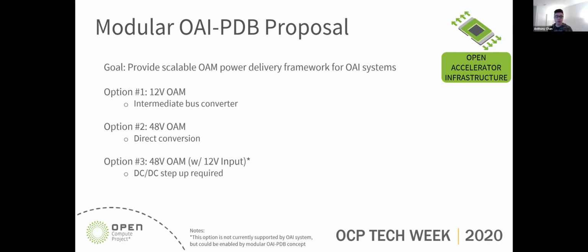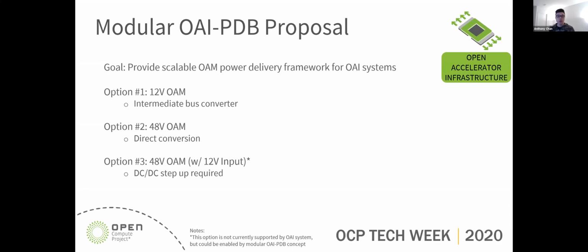One that's more dedicated to supporting the 12 volt OEMs, through something like an intermediate bus converter going from the 48 volt to the 12 volt. Option two, I think, is probably more straightforward since we can use direct conversion, meaning we just take the 48 volt directly from your bus bar or your PSU and then deliver this to the OEM.